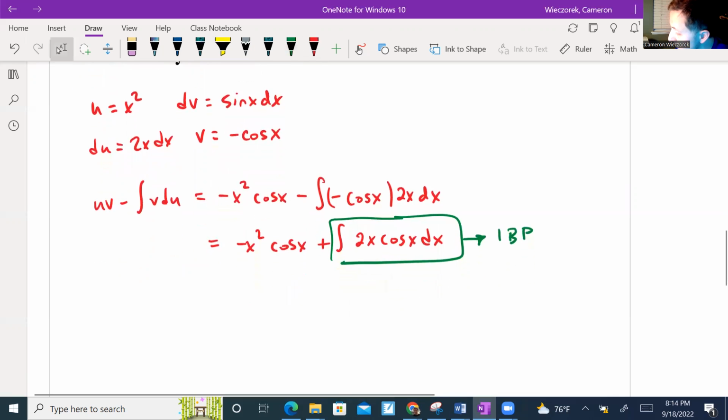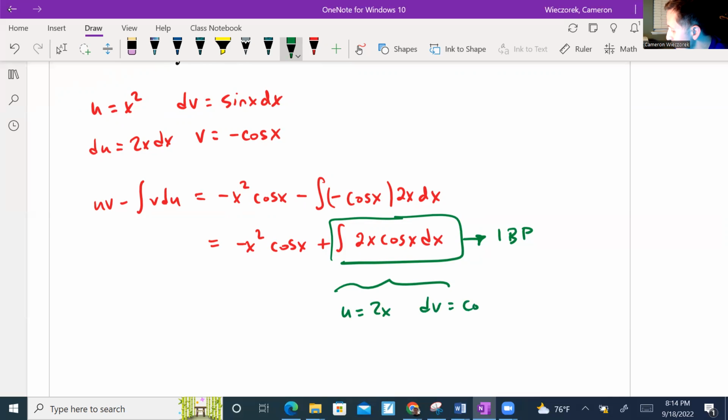You would have to go through the process again within the integration by parts that you're already doing and use your acronym again. U would be 2x, dv would be cosine x dx, du would be 2 dx, v would be sine x. And this is starting to look like a huge pain because you're going to have to keep track of lots of negatives, lots of parentheses.